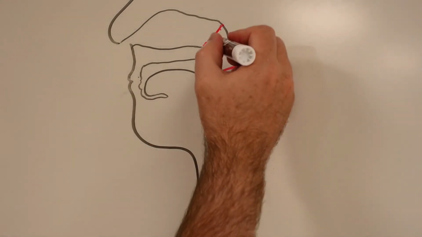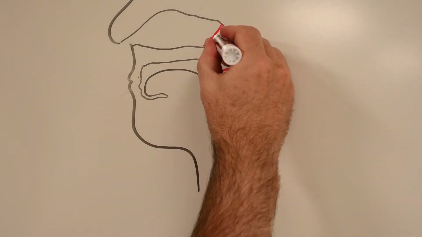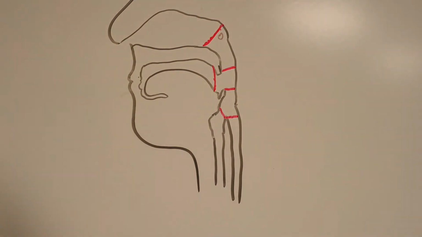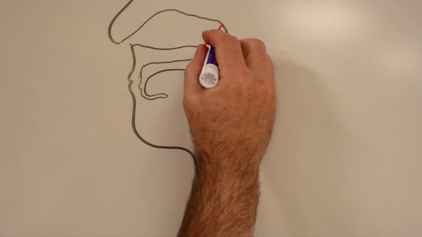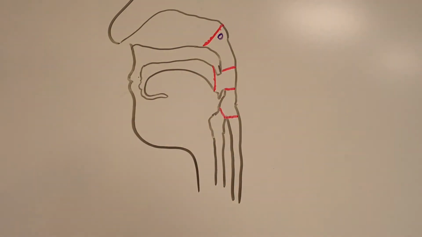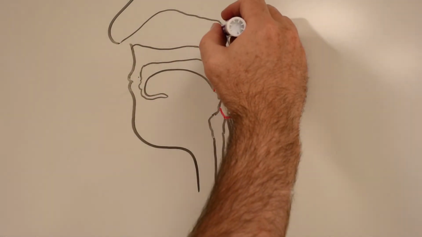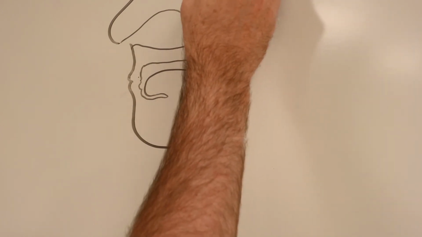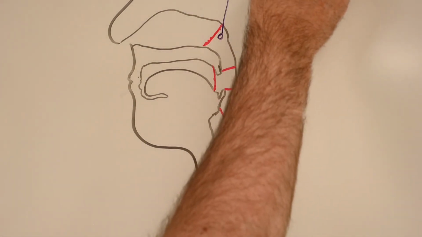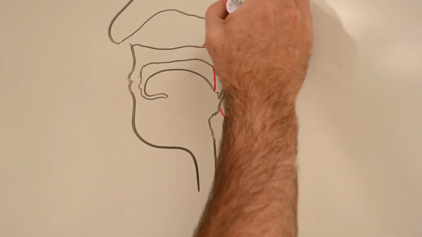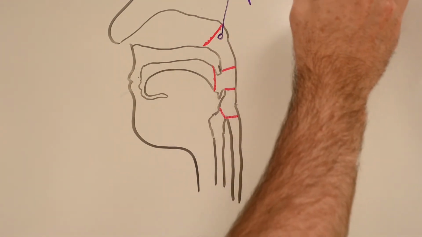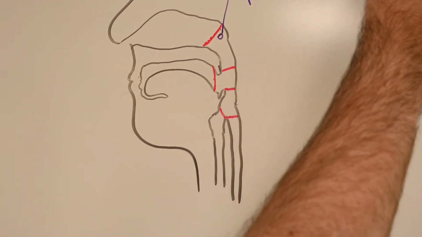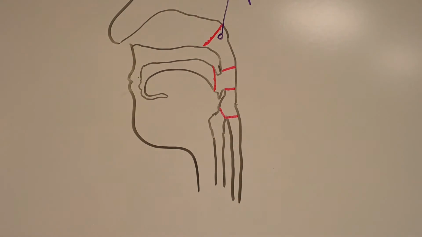Up here in the very top of the nasopharynx, there's an opening, and I need a different color to show that. Right in there, there's an opening to the eustachian tube. So eustachian tube. Eustachian tube opening right there. It's not on my screen, is it?